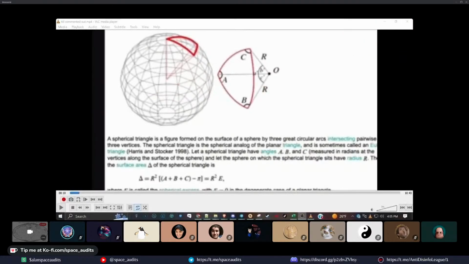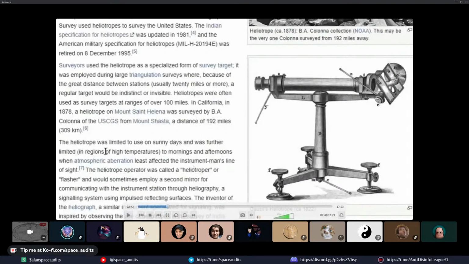Man, I had to stop it. I didn't realize that right there you said, if the Earth is full, look at the tool that they're actually using to denote over, let's see, 10,000 miles, 11,000 miles. This says that it uses survey targets at ranges of over 100 miles. Okay, a distance of 192 miles.